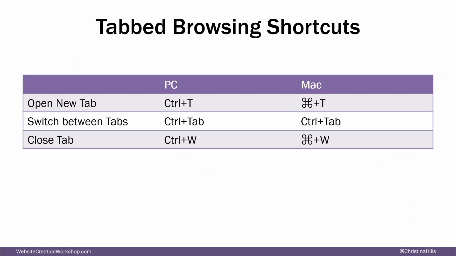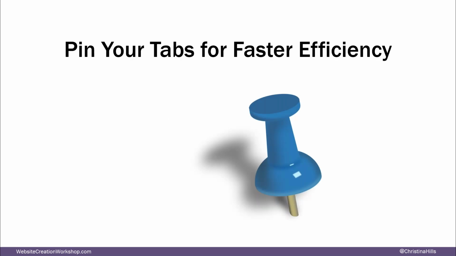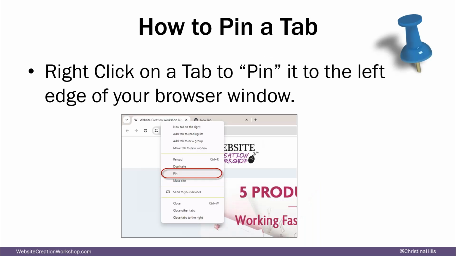So here are some tabbed browsing shortcuts. Control T, which will open a new tab, Control Tab, which will switch between tabs, and Control W, which will close a tab. And I can demo this. And then tabbed browsing gets even better because you can pin your tabs for faster efficiency. Pin them at the top. The way that would work is you right-click on a tab and you'll pin it to the left edge of your browser window.